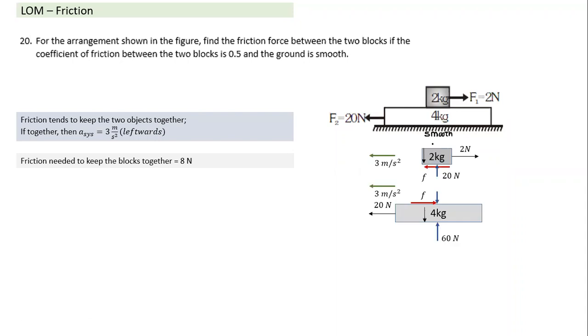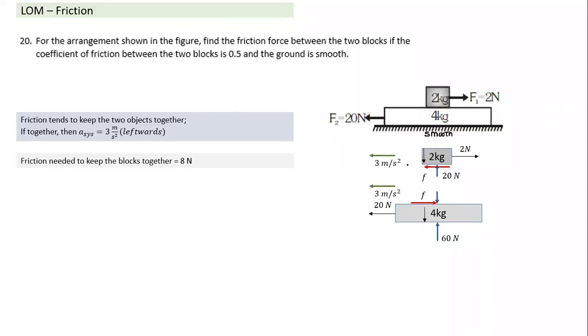It's fairly easy to calculate. This is how, if I take two blocks separately, the two blocks will appear. This is 2 kg. Its weight is acting, 20 Newton. Hence the normal reaction also is 20 Newton. And it is having leftward acceleration 3 meter per second square. So either taking the 2 kg block or the 4 kg block, I can calculate, if they are moving together, what friction will be acting. That's easy to calculate.